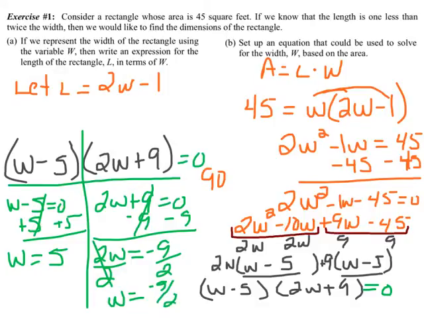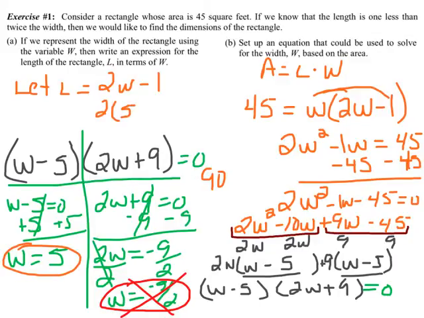Get my red pen out here. Which one of these two values can I reject? Hopefully you notice that this guy, we reject this guy, because you cannot have a negative 9 halves as a value of a width. So that is not a correct answer. The correct answer is W equals 5. That is a possible width. So now we're going to go ahead and plug that in to find my length. If I say 2 times 5 minus 1, I get 10 minus 1 is 9. My L, my length, equals 9.